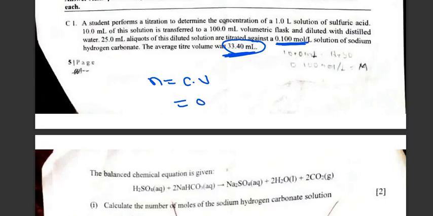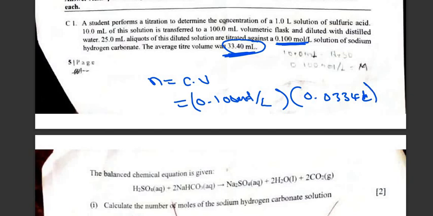The concentration is 0.1 mole per liter. I need to show you units. The volume is 33.40 milliliters. We convert this to liters, divided by 1,000, which is 0.0334 liters. Then you multiply 0.1 by 0.0334. The answer you are getting, your moles, is 0.00334 moles. So these are the moles for the first answer.